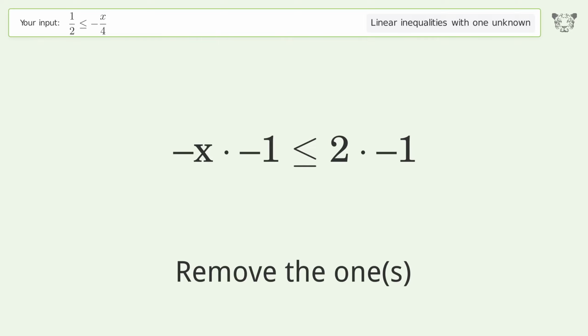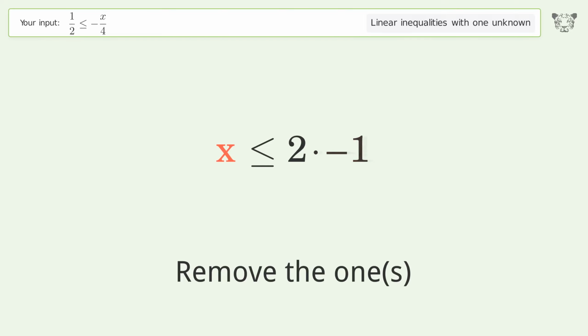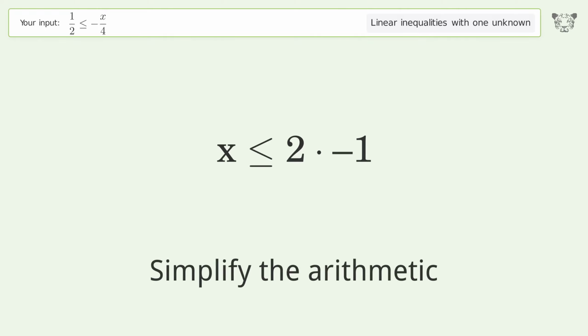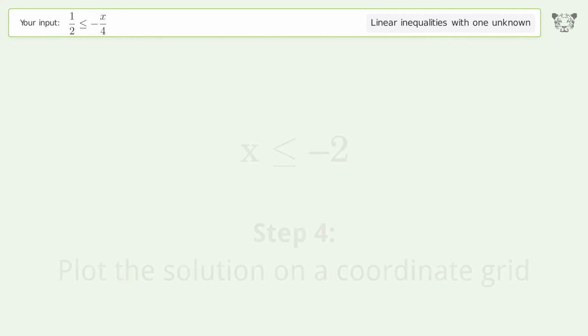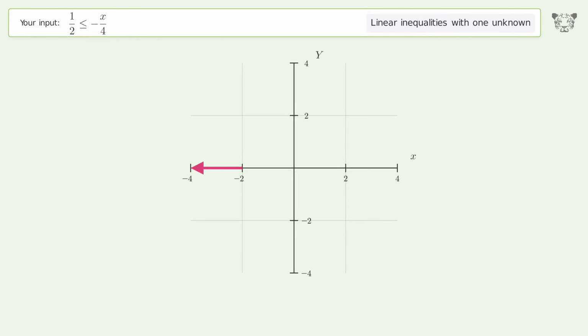Remove the ones. Simplify the arithmetic. Plot the solution on a coordinate grid. And so the final result is x equal or smaller than -2.